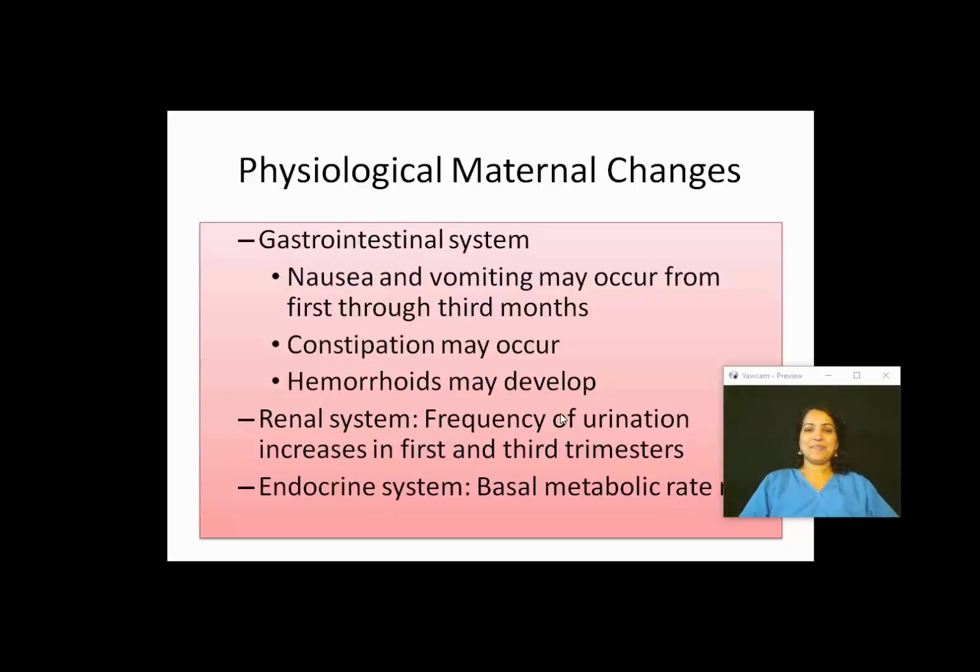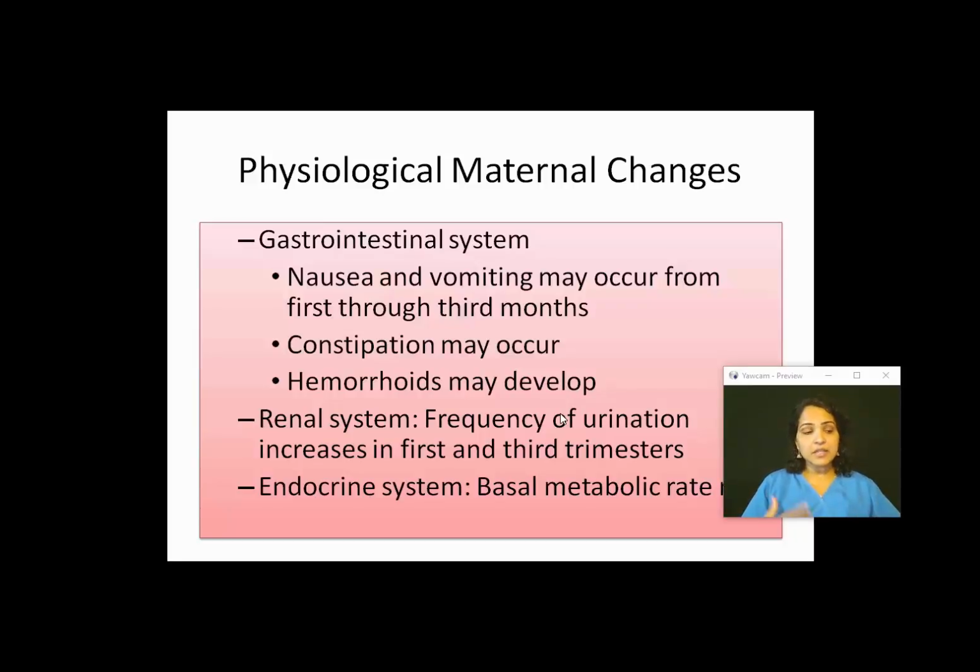Gastrointestinal system. Now, most of us know that the nausea and vomiting is very common in the first trimester, right? Most maternity clients will tell you that there is nausea and vomiting. Now, there is a situation where it might extend beyond the first trimester, and it might go into the entire nine months. I had a friend who was having hyperemesis gravidarum. That's the term which we use for that.